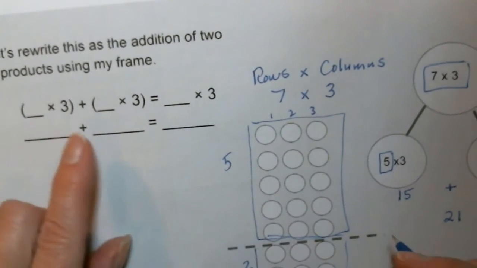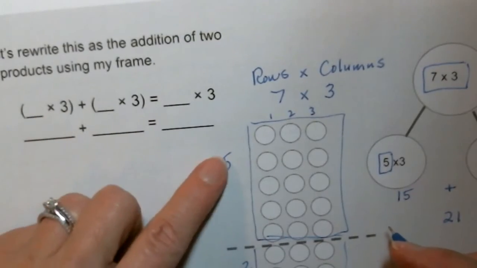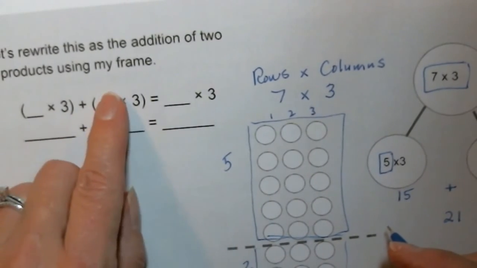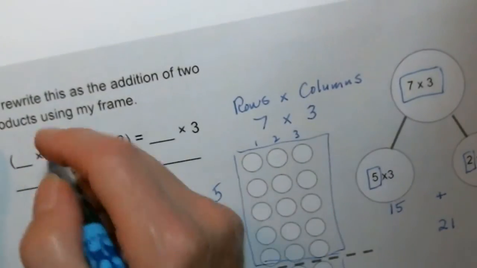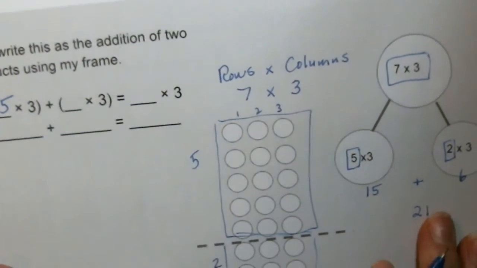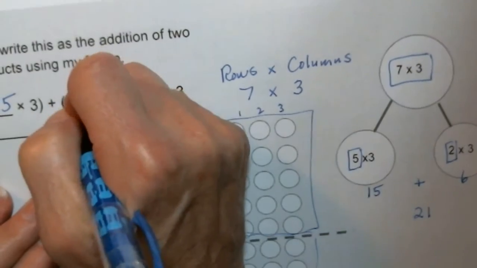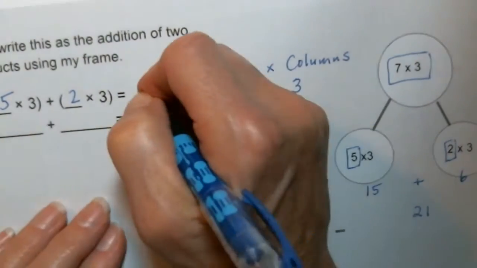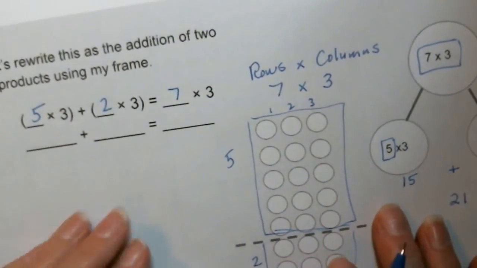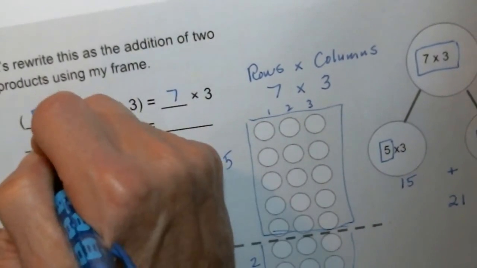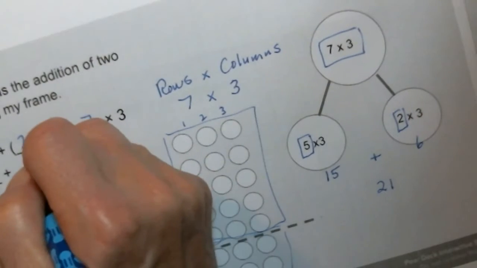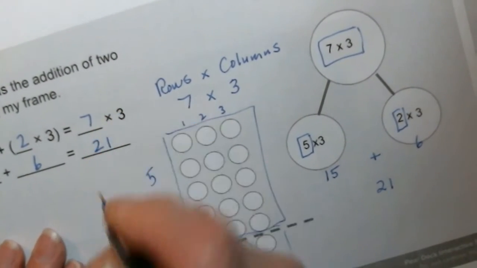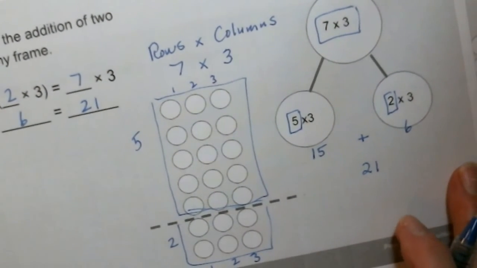What they did is they took these two: something times 3 plus something times 3 equals something times 3. So they did 5 times 3 plus 2 times 3 equals 7 times 3. 5 times 3, that's what I just did on the number bond. I put 15 plus 6 equals 21.